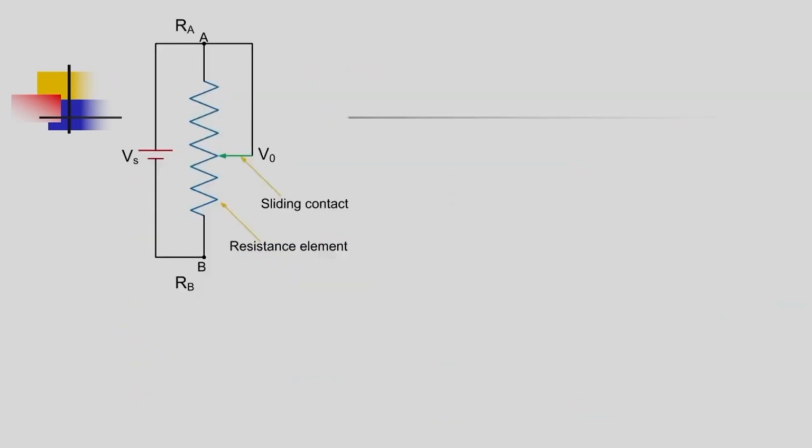Well, what is the correlation that we will see? A very simple circuit is shown on your screen. There is a resistance element with a sliding contact. This resistance element has two ends, A and B. Node A has a resistance RA and node B has a resistance RB. We are applying a supply voltage Vs across these two ends, A and B. The voltage at the sliding contact is VO.